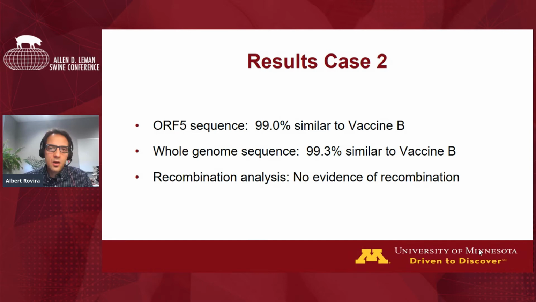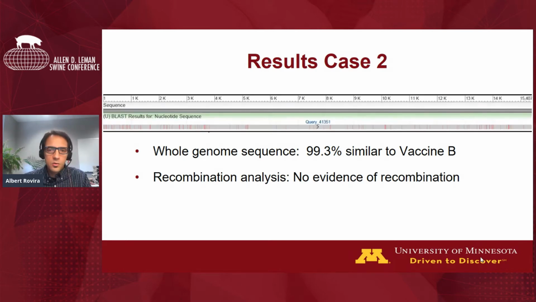And this is how, like I told you, this case is different from case 1. In this case, we are not finding something completely different. The sequencing of the whole genome is kind of confirming what we are seeing with OR5. We did a recombination analysis. There was no evidence of recombination. And it's always good to look at those differences.